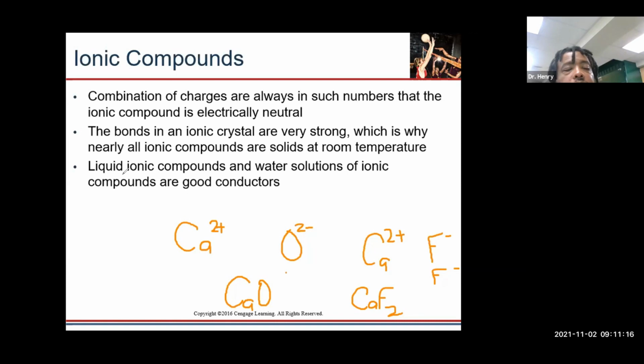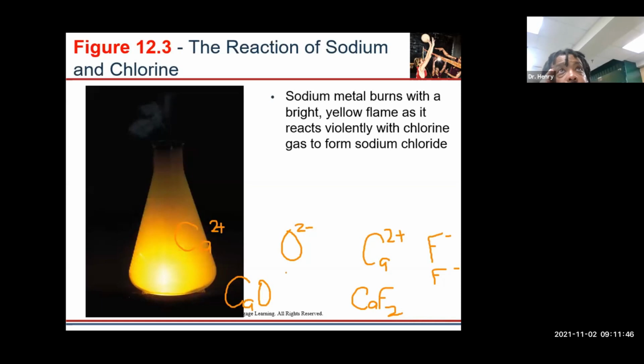So ionic compounds, when they're in their liquid form, so if we put a lot of heat, a lot of energy in there, we can make it into a liquid. When it's in its liquid form, then it's able to conduct electricity. It's really good at conducting electricity. And it's also really good when it's in water because of the ionic character, those plus and minus charges. It helps conduct electricity that way. So they're really good conductors.